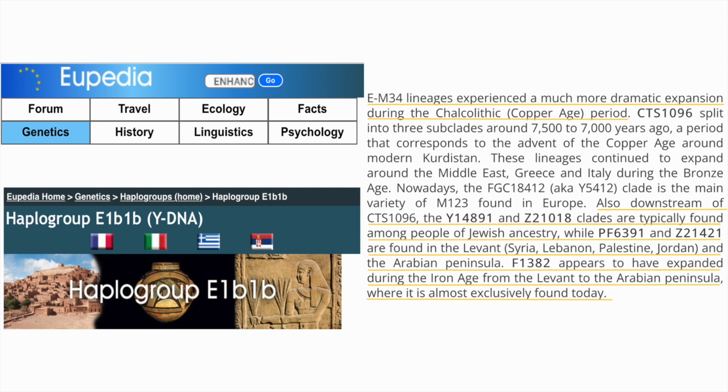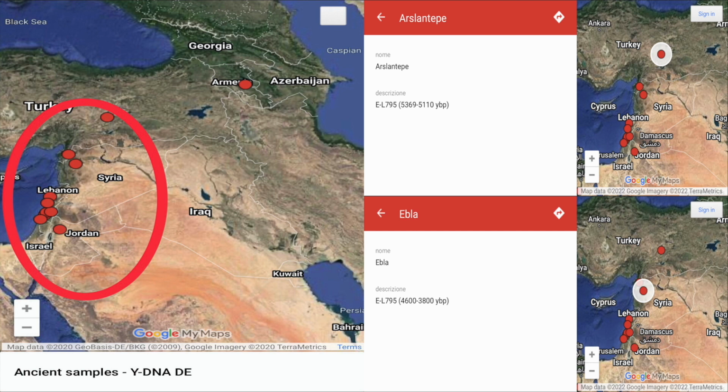exclusively found today. And in this time period of the early Bronze Age, we can find many E-M34 samples throughout the Middle East, such as in the Levant and Syria near Ebla, which was an ancient Semitic kingdom. They were an Eastern Semitic speaking people, but also in Anatolia. Could Abraham also be one of these Semitic populations with E-M34? This is actually a high probability.